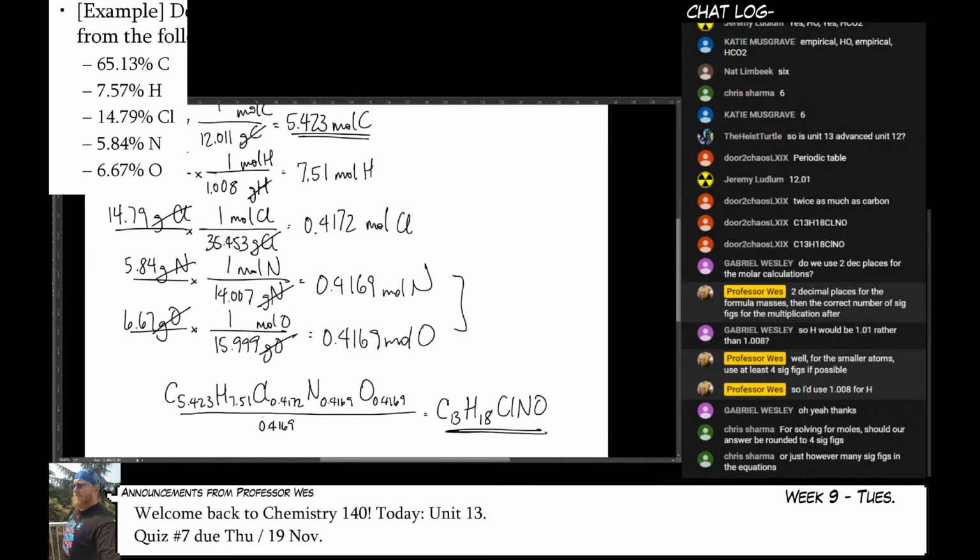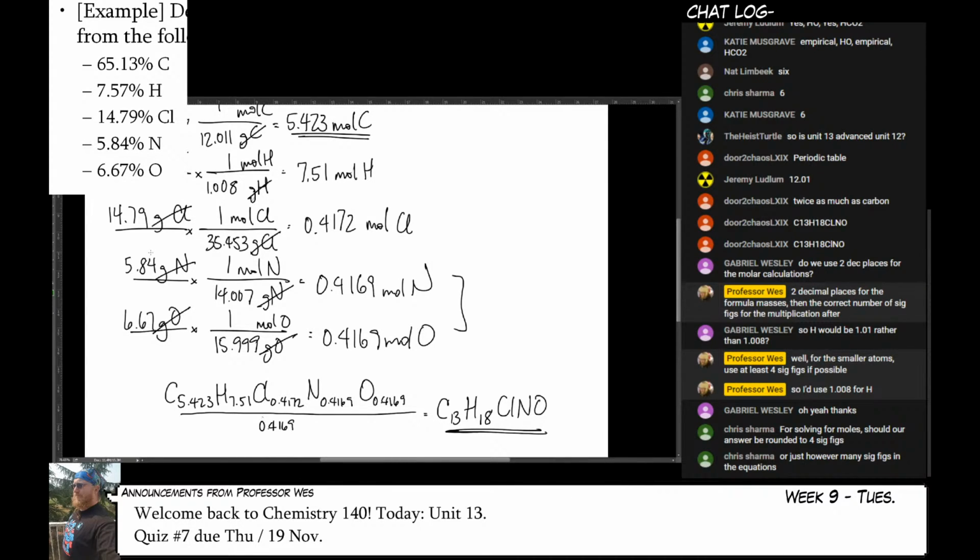Now, for really complex molecules with weird ratios like 13 to 18, the empirical formula is almost always going to be the molecular formula. It's very unlikely that the actual formula is this with all times 2. But how would you definitively determine that? In the next section, we're going to talk about the next step to this process, which helps us determine what the molecular formula is.